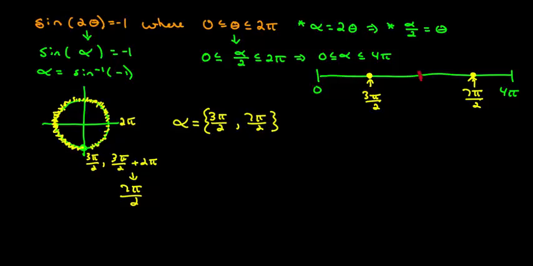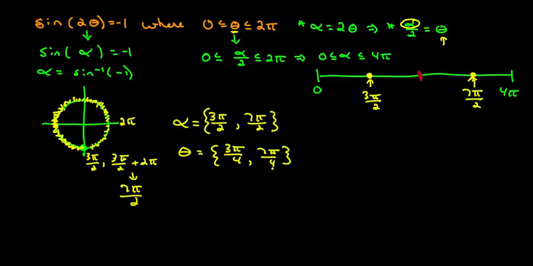But that's not what we're asked. What we want to know is what is theta. Well, alpha is equal to 2 times theta, so if I want to find theta, I just take the alpha values and divide them by 2. So theta has to be equal to each of these divided by 2: 3 pi over 4 and 7 pi over 4.